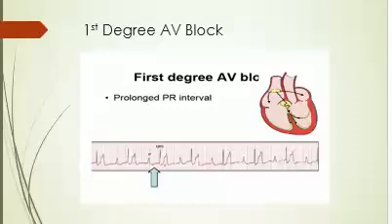Okay, and lots of things can cause this. That delay is consistent from complex to complex. So if the PR interval in the first complex is 0.24, then you can pretty much know that all of them are going to be 0.24. That is what it is. And that's the first degree AV block. Patients have them, and we sometimes don't even worry about them.